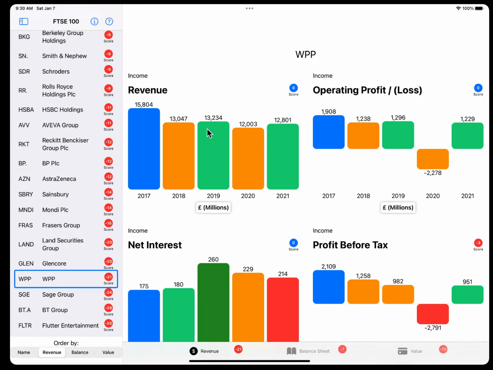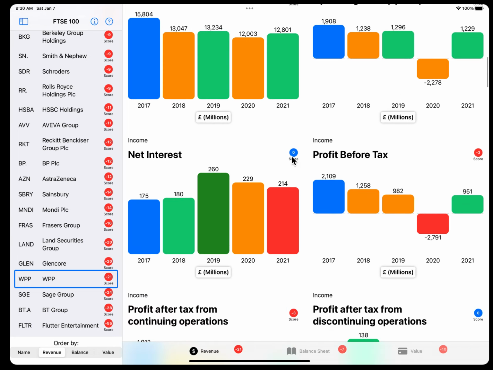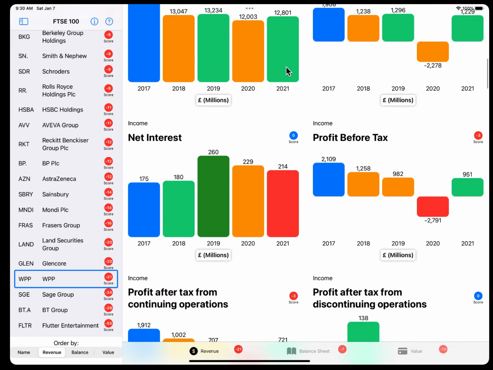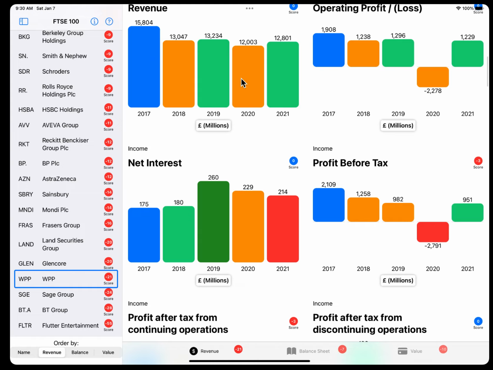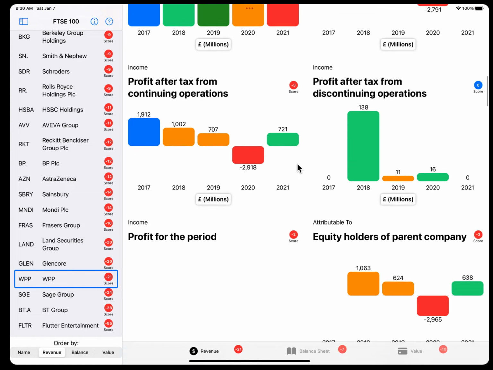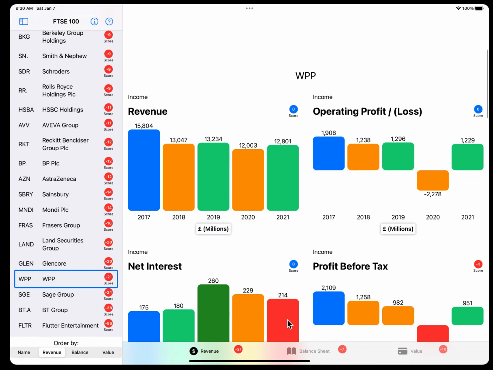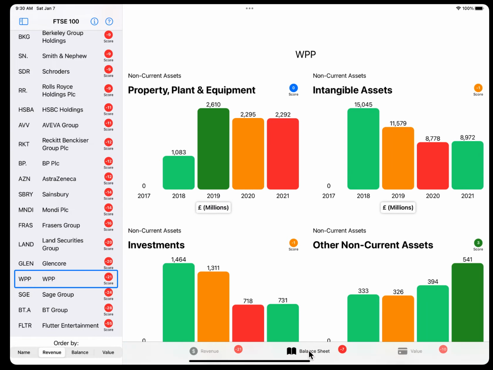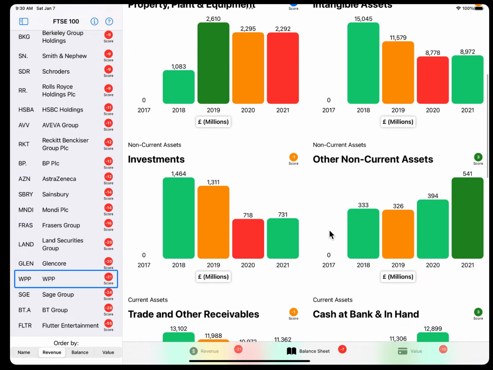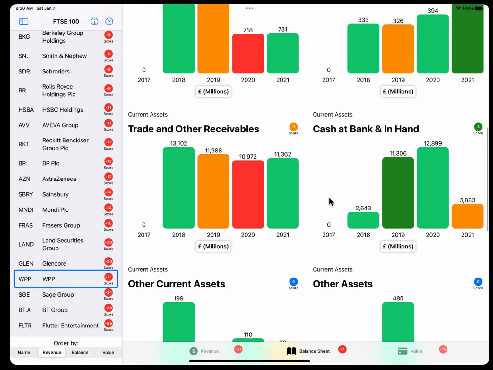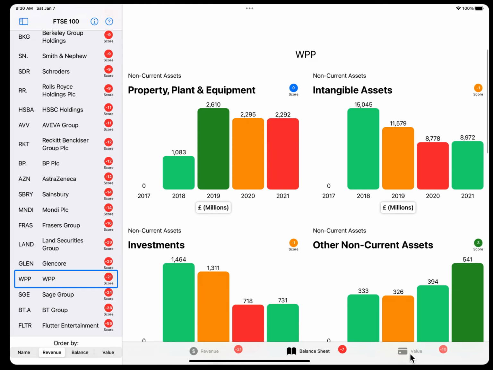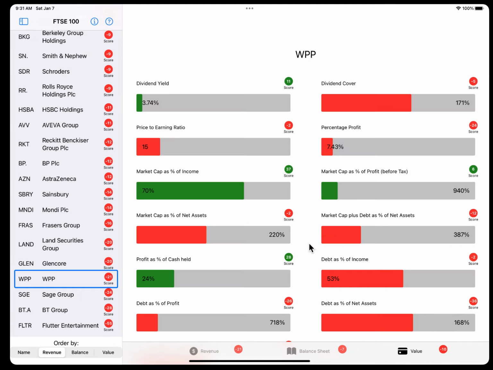Anyway, so their revenue, as you can see, is dropping off, and that's not good. So yeah, they've got a little bit of a rise in 2021, but generally that trend is coming down, and we don't like that for income, obviously. But if we look at the balance sheet for WPP, well, again, it's not great, but it's not the worst in the world either. And we look at value, yeah, it's not great value.